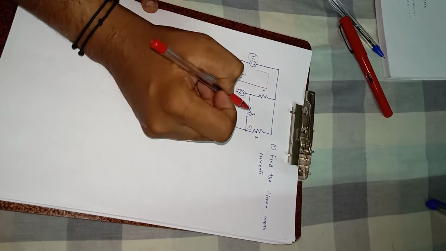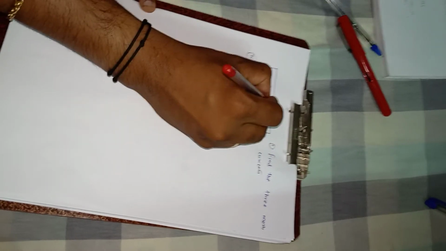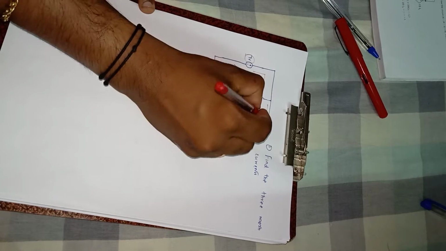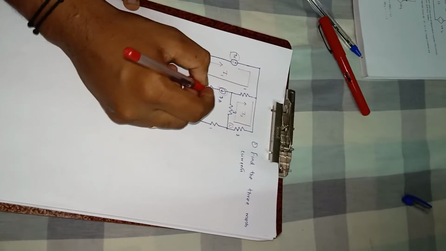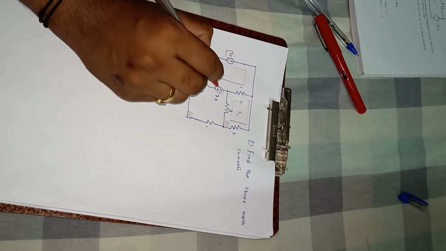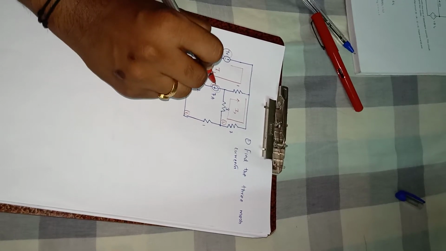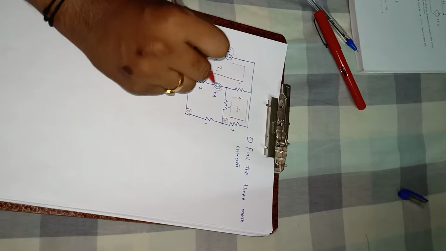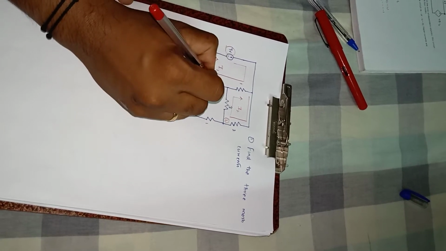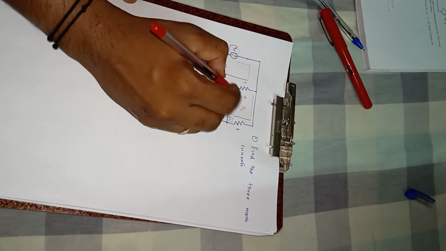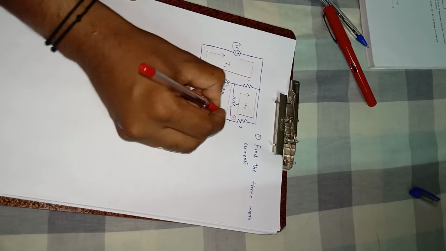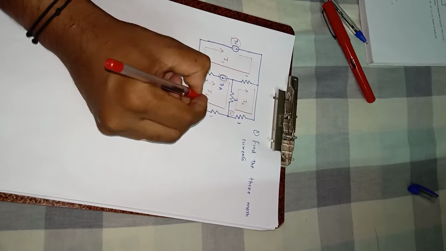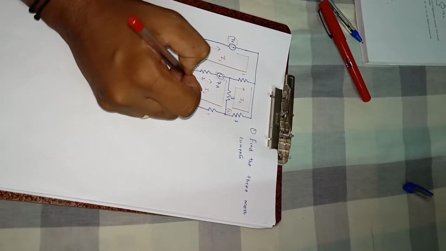And for loop number 2, you don't have any source, so always start the current direction from a node, which is called I2. For loop number 3, you have a current source, but it is a mandatory condition that you should not take the direction of the current in any loop. Since the voltage source is not present here, we start the current from a node. So we have I1, I2 and I3.